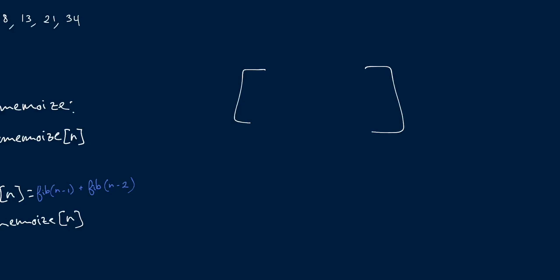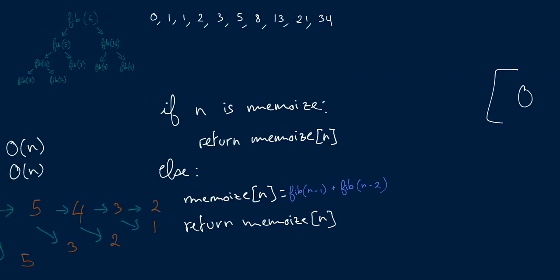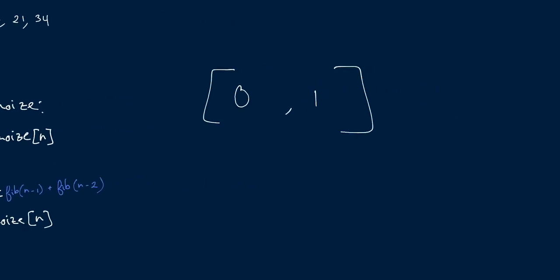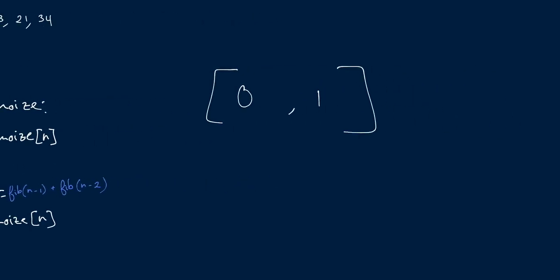Point is, we store the last two Fibonacci numbers. And we initialize, here I'm going to go with an array. We initialize this array to have the first two Fibonacci numbers. So 0 and 1. These are the first two Fibonacci numbers from our sequence, right? And so then we start calculating every Fibonacci number thereafter.